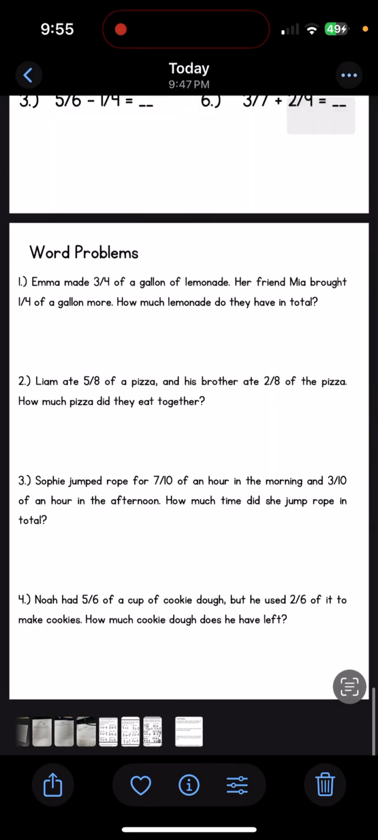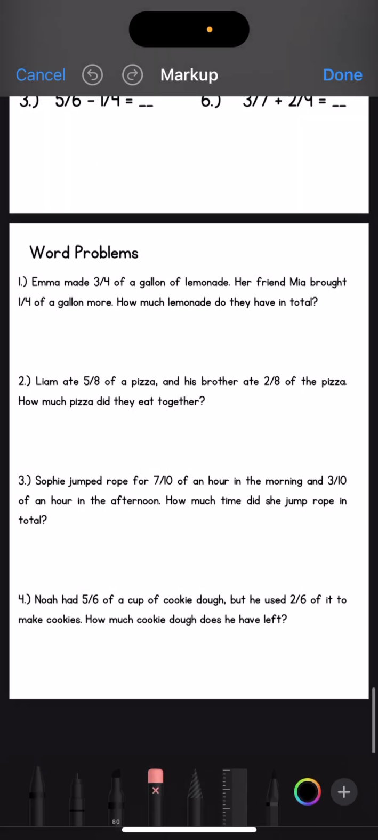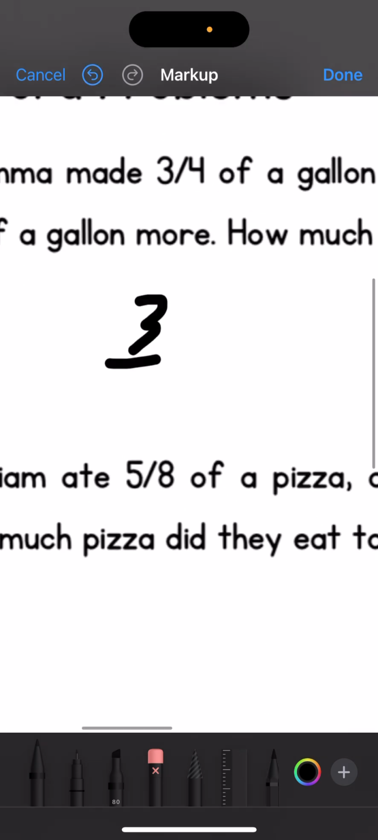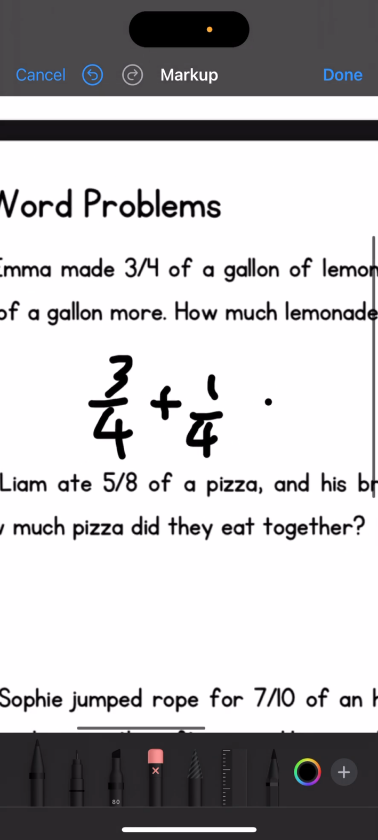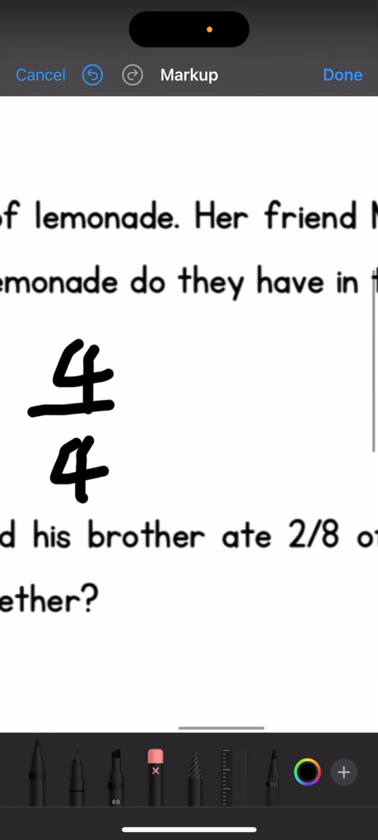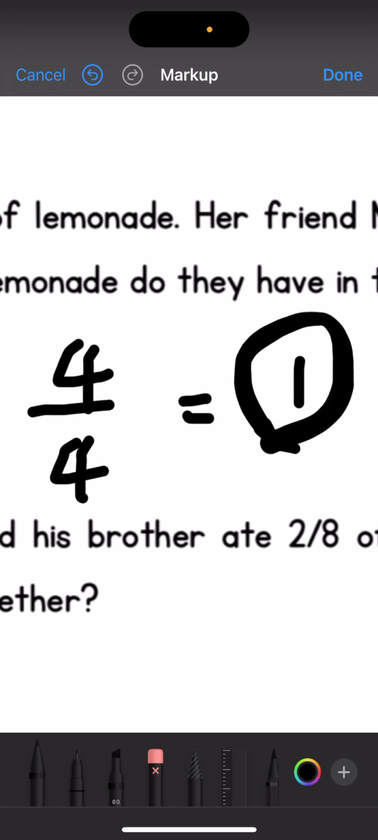Word problems. Number 1, Emma made 3/4 of a gallon of lemonade. Her friend Mia brought 1/4 of a gallon more. How much lemonade do they have in total? Okay, so Emma brought 3/4 and her friend brought 1/4. So if we add this, just like we did on the other examples, we get 4/4, or 4 divided by 4, we know that better as just 1.